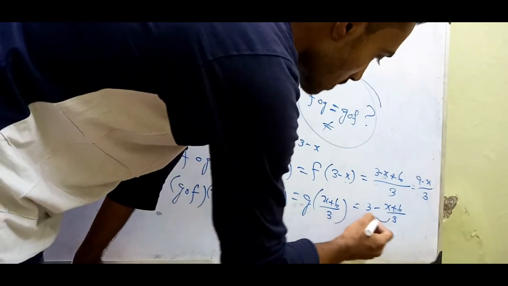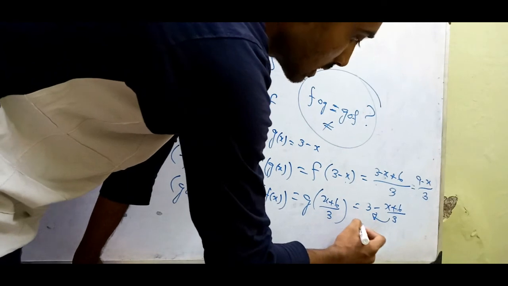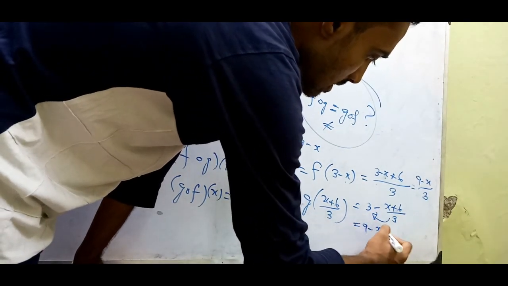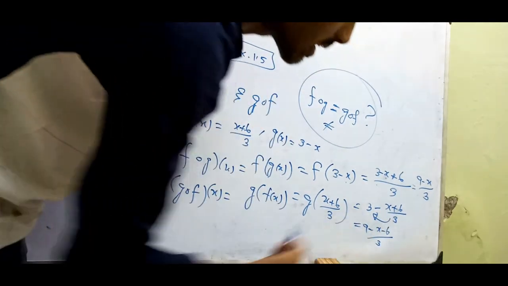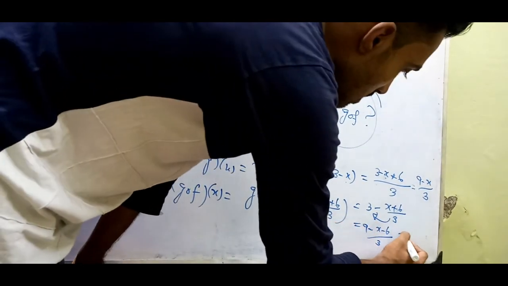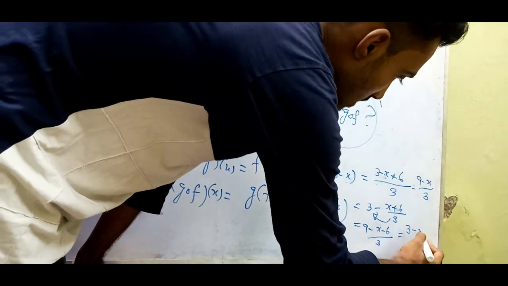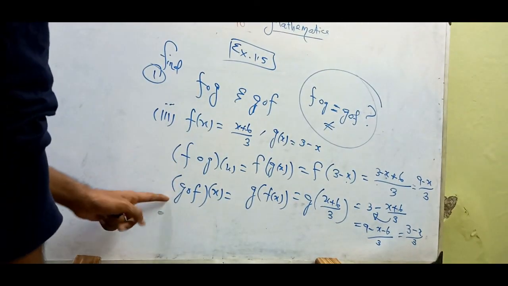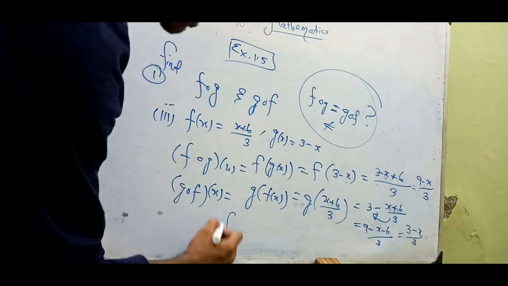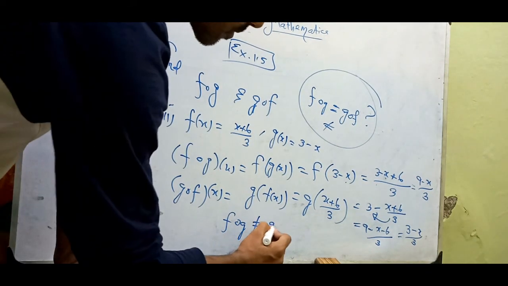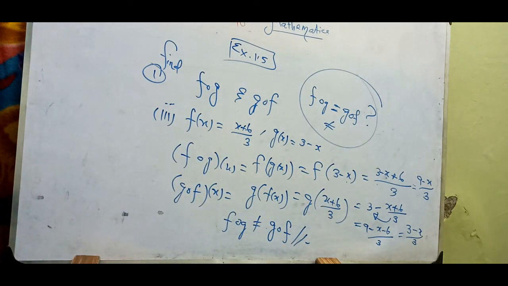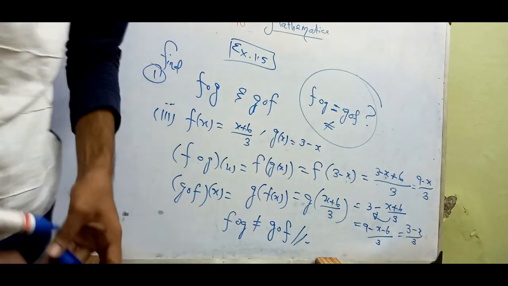We need to cross multiply. 3 times 3 is 9 minus (x minus 6) upon 3 again. So 9 minus 6 is 3, minus x upon 3. So clearly it is saying that f compose g and g compose f are not equal. F compose g is not equal to g compose f is your answer. So in this way you can find the answer.